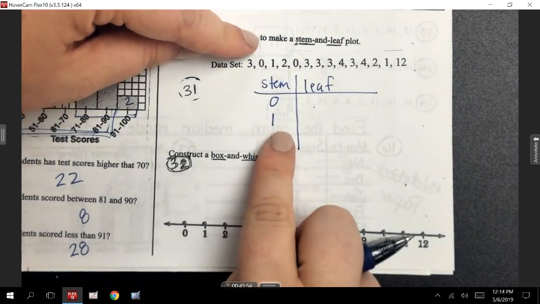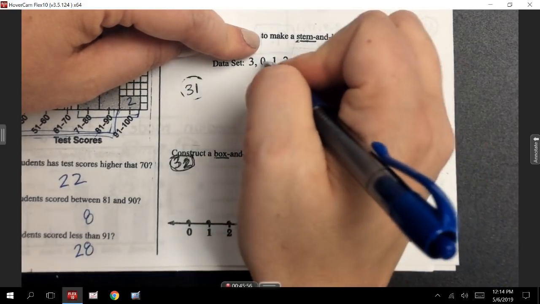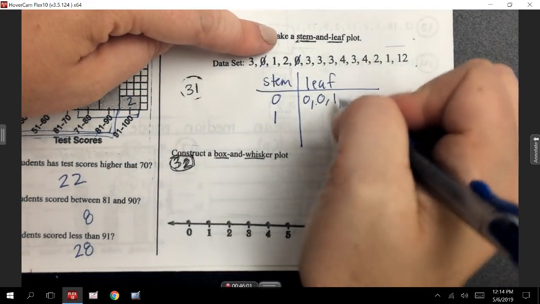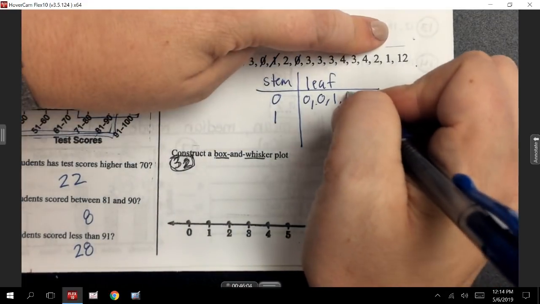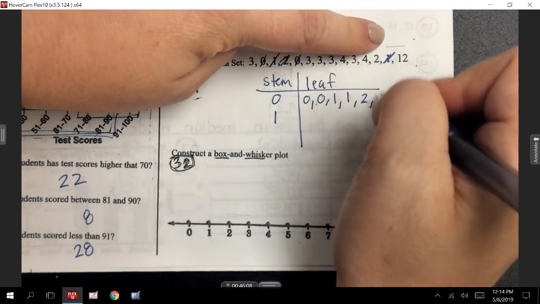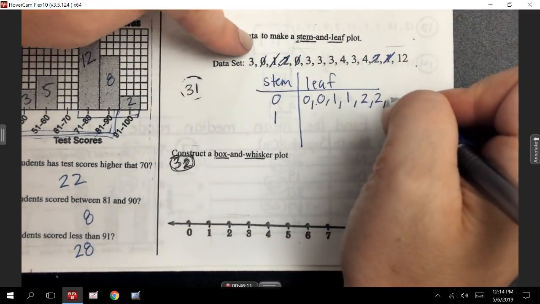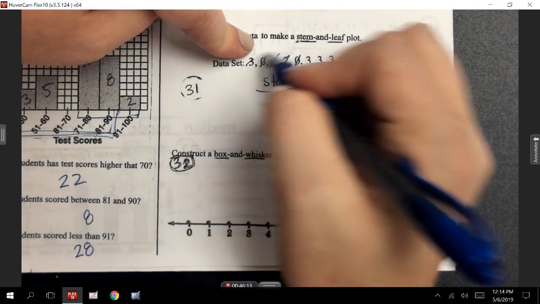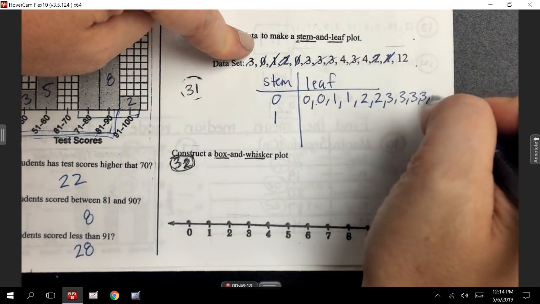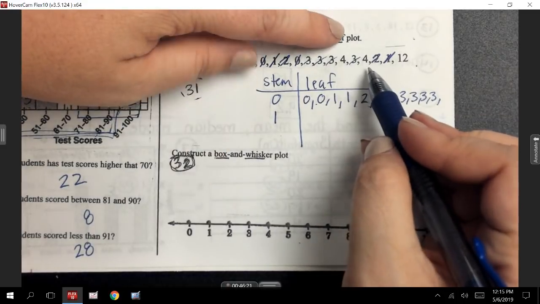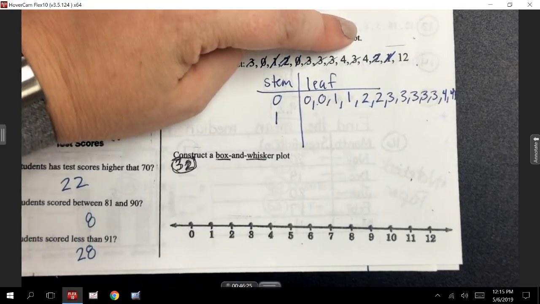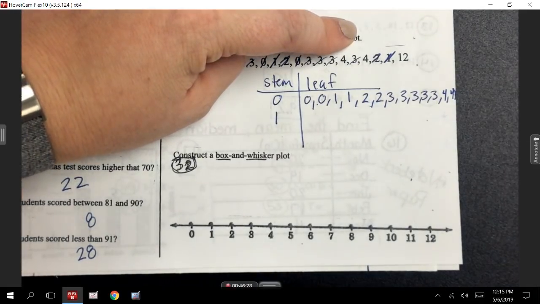So let's look at our 0. Let's put them in order. So I have 0, 0, 0, 0, 0, 1, because that's just the number 1. 0, 1, just the number 1. 2, 2. 3, how many 3's are there? 1, 2, 3, 4, 5. And then we have 2 4's and 4. So that's a really long leaf there. Lots of leaves on that one branch.